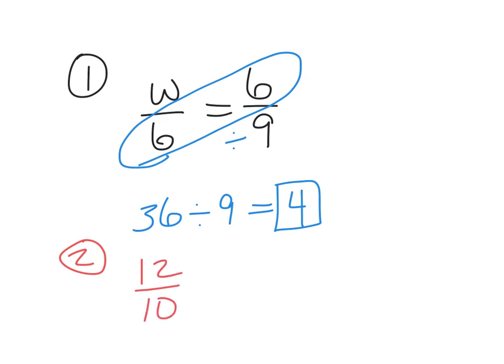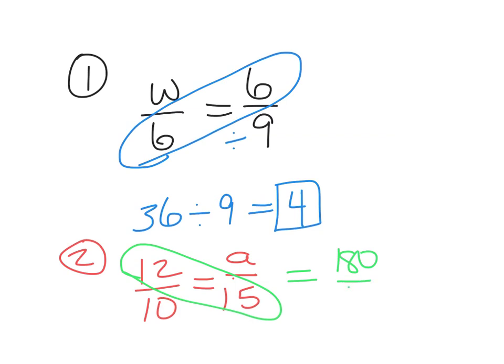Okay, number 2, we have 12 over 10 equals A over 15. Which ones am I going to multiply? 12 and 15. 12 times 15 equals 180, divided by 10. That one you should be able to do mentally, guys. 180 over 10, you just lop off a 0. So A equals 18. Correct. Any questions?